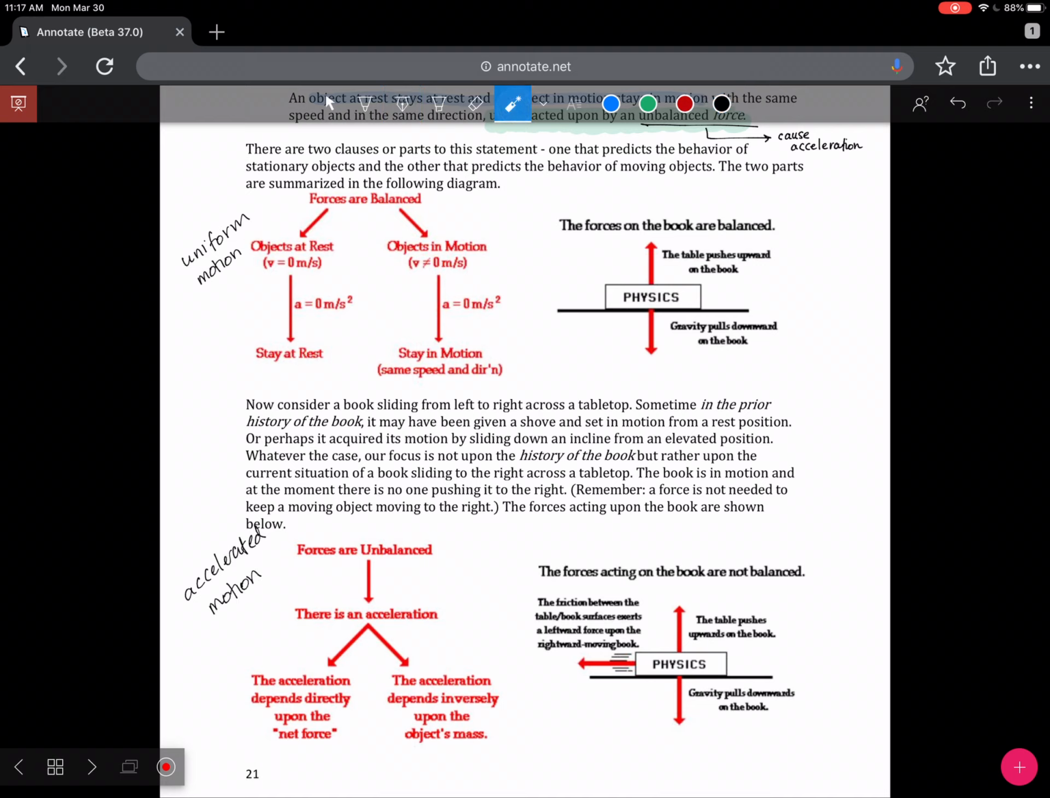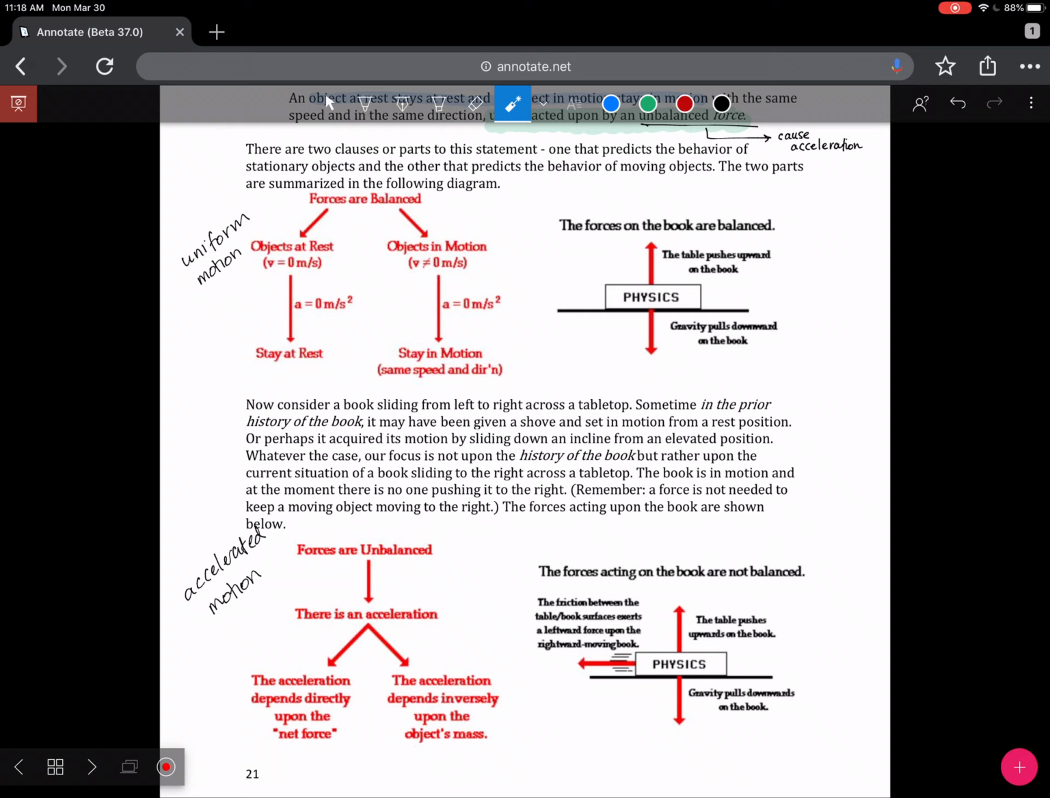So let's go through the first flowchart here. So there are 2 clauses or parts to the statement above. One that predicts behavior of stationary objects and the other that predicts behavior of moving objects. The 2 parts are summarized in the following diagram. Alright, so if forces are balanced and the object is at rest, then there will be no acceleration and the object will stay at rest. This is what's happening in the diagram to the right.